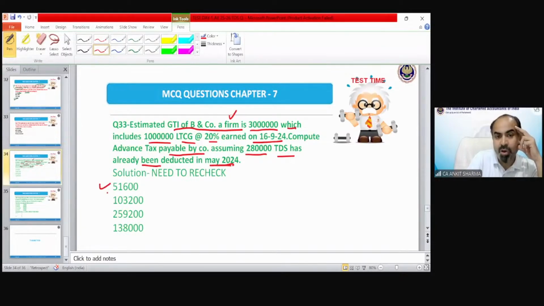I have written down the answer of advance tax liability on the different dates. You should try yourself, and I will upload the full answer of this question also. The advance tax liability on the first date should be this, on the second date should be this, on the third date this, and on the fourth date it should be this.